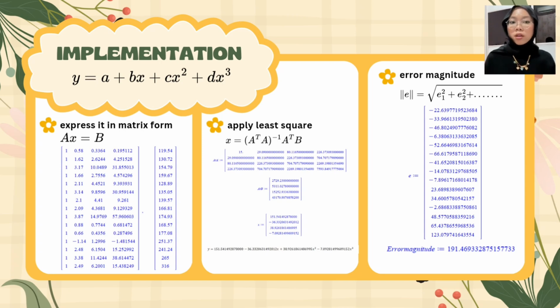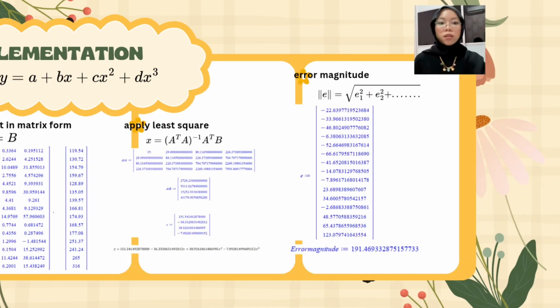Next, we calculate the error. It will tell us how close our curve is to the actual data. So we use the formula error equals b minus ax. Then we find the error magnitude, which means how big the total error is. And we get the result, 191.47. This number shows how accurate the model is. If it's small, the curve is a good fit. But if it's big, the curve doesn't fit well.